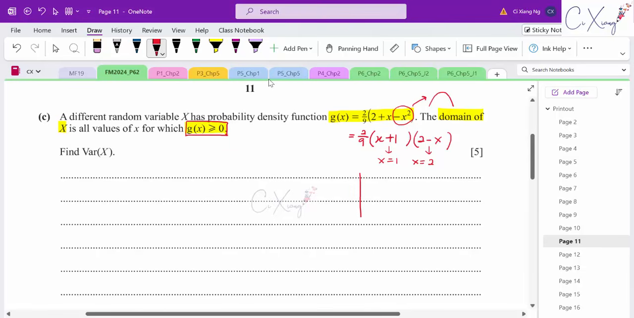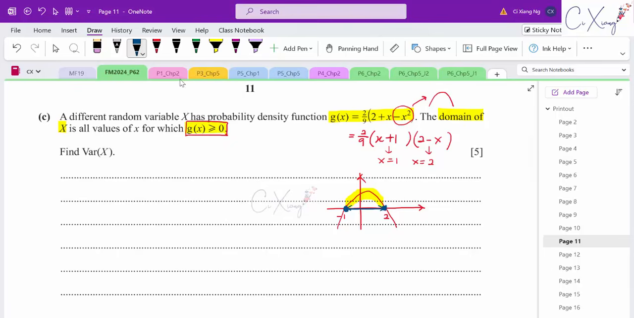If you try to sketch the diagram a little bit, I didn't draw the exact diagram, but it should be something like this. The graph passes through -1 and 2, and it must be an n shape. When g(x) is greater than 0, it means this part. So for this part, what is the domain? From -1 until 2. So the domain for this random variable x is -1 until 2. This is how we decide the domain of x.